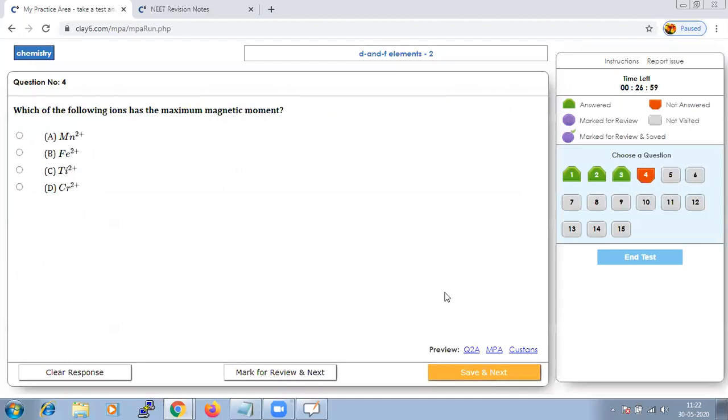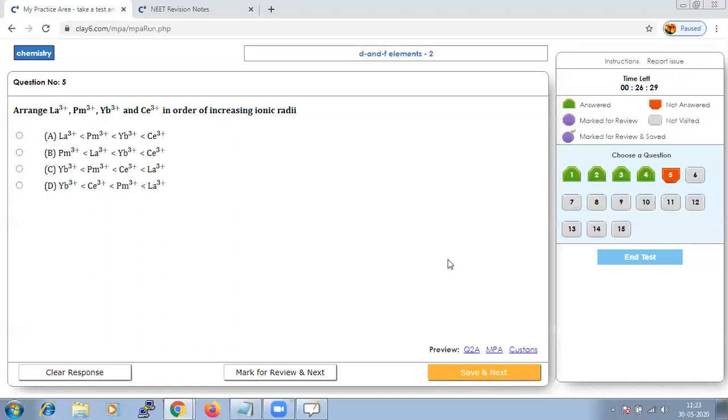Which of the following ions has maximum magnetic moment? So magnetic moment, which is having the maximum number of unpaired electrons, that will have the maximum magnetic moment. So of course from the given options we could say that manganese will have the maximum unpaired electrons, hence that will have the maximum magnetic moment. So let us save that and go to next.